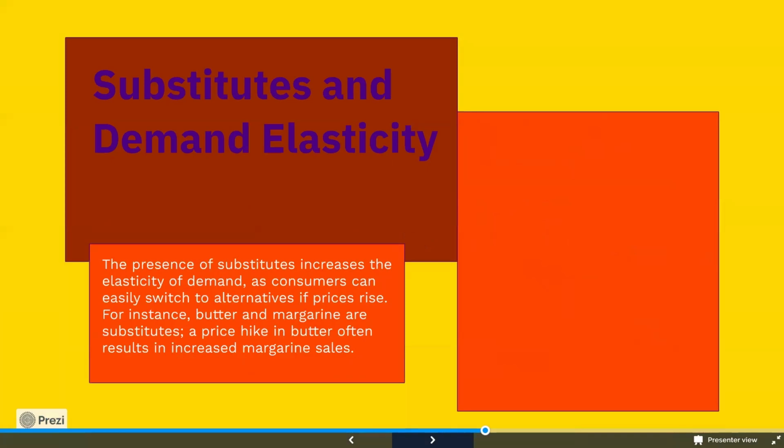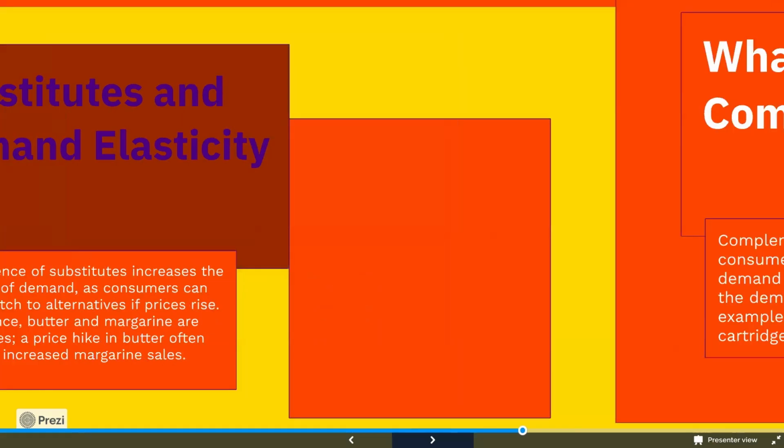Substitutes and demand elasticity. The presence of substitutes increases the elasticity of demand as consumers can easily switch to alternatives as prices rise. For instance, butter and margarine are substitutes. A price hike in butter often results in increased margarine sales.